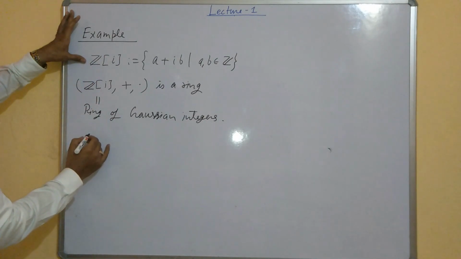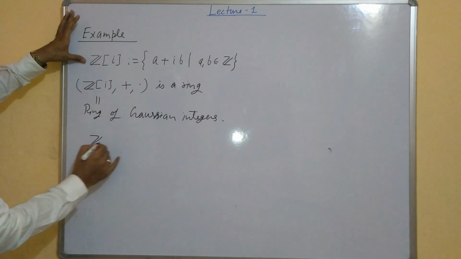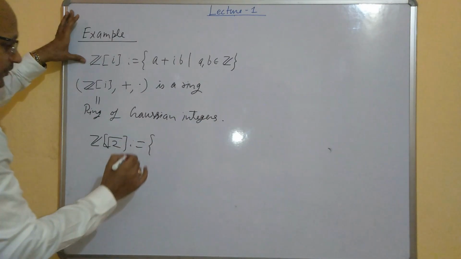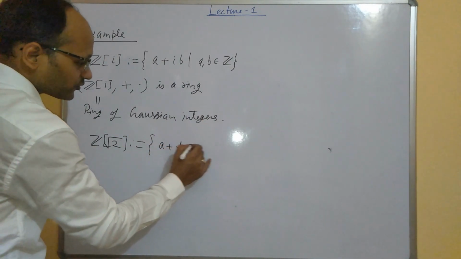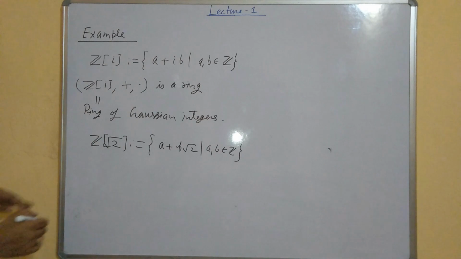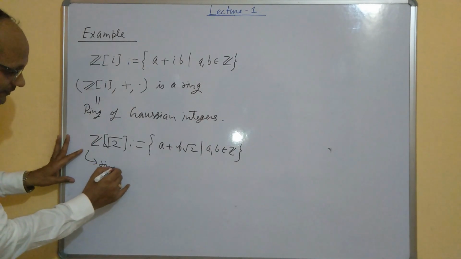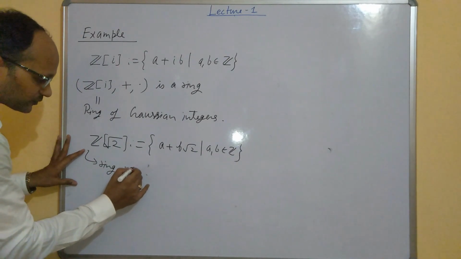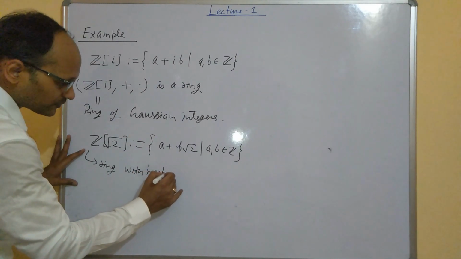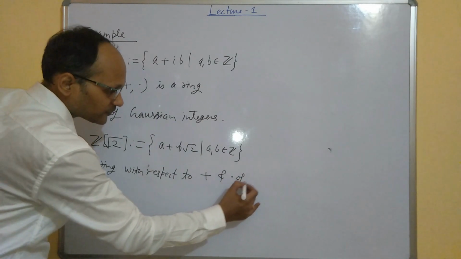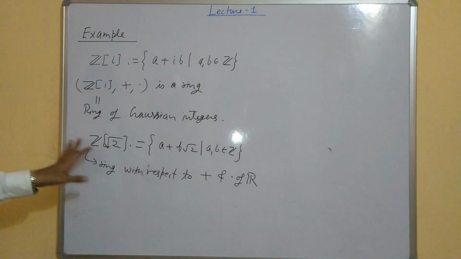Now another example, suppose I take an integer 2, Z[root 2]. We can define a set of elements of the form a plus b root 2 such that a, b belongs to Z. You can again verify that this is a ring with respect to plus and dot of R. So with respect to the addition of real numbers and multiplication of real numbers, it will become a ring.